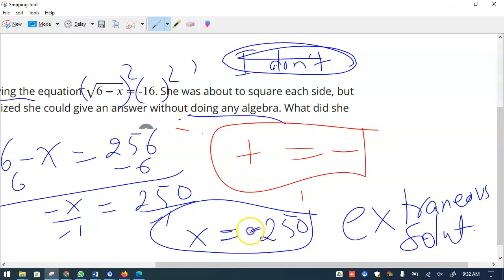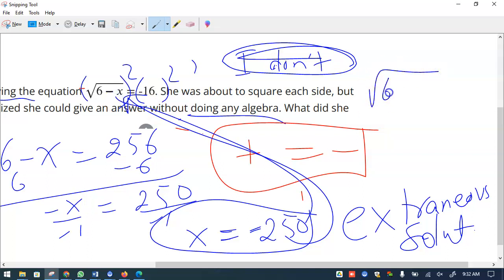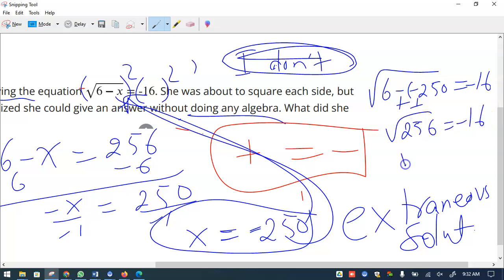They appear to be solutions, but they are not, because if we plug this in here, it doesn't balance, so it doesn't make sense. If you plug this in here, this becomes 6 minus of minus 250, and the right side is minus 16. The two negatives make it positive, and 6 plus 250 is 256. The left side, square root of 256, is 16. So you are saying 16 is minus 16, and that is false.